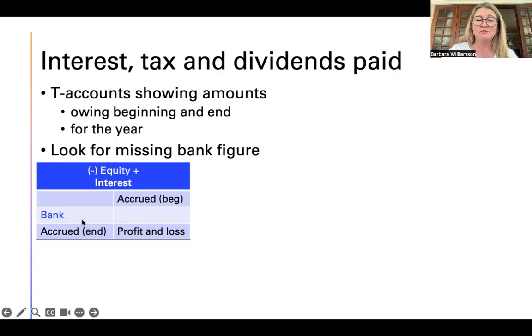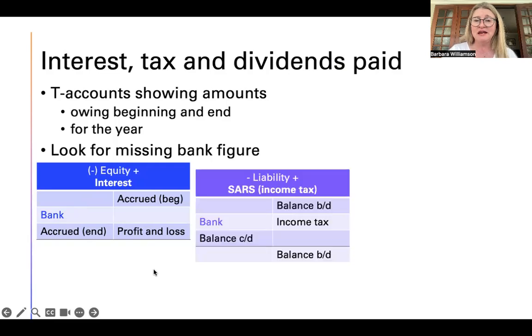And then you can work out bank as the missing amount. And that is what would go on the statement of cash flows. Similarly, we can draw up a SARS income tax account. Now, this is probably the most important of all three of these, because SARS doesn't always have a credit balance. Sometimes the balance might be a debit if for some reason you paid more provisional tax than you needed to and a refund is due.